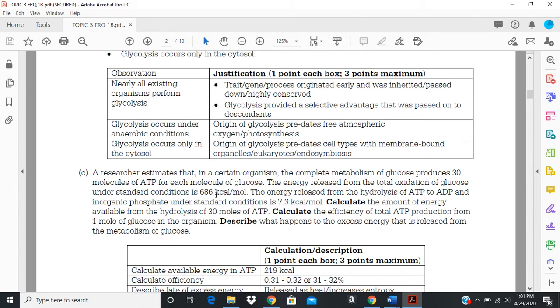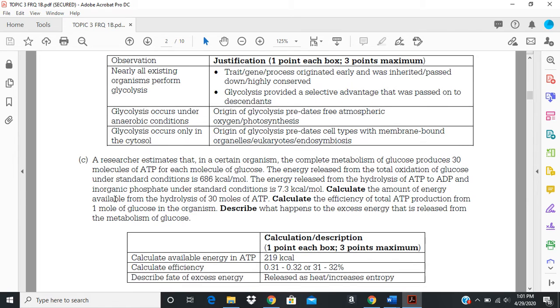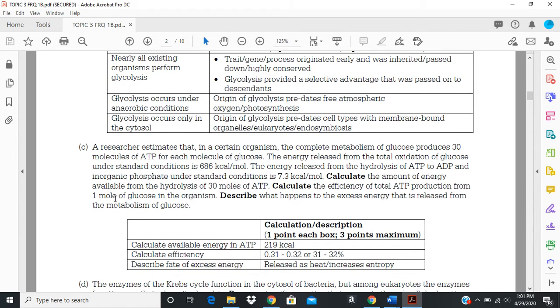So the big question is, where does that extra energy go? Yep, it's heat, right? It's released as heat energy or as waste. Yeah, that's it. The other thing is you can even say that some of that energy is in the form of waste products like CO2 and water. Okay, that's legit as well.